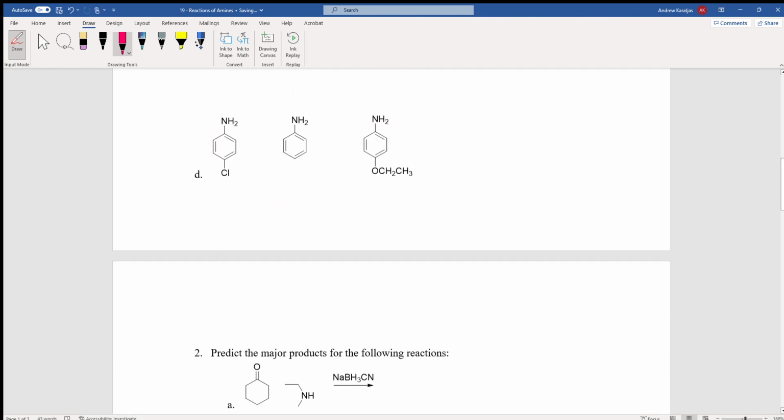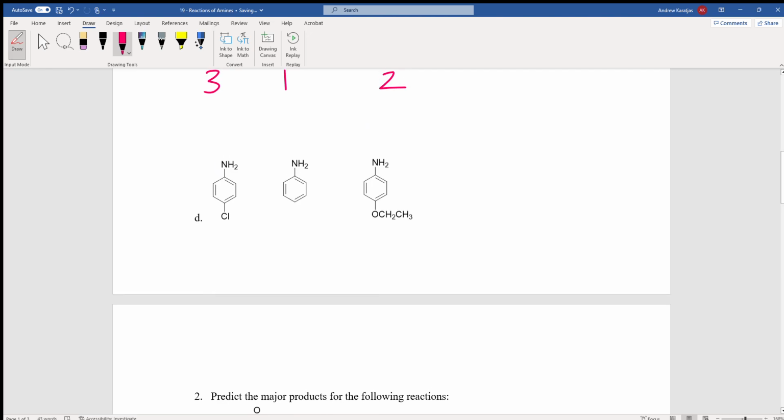And then part D is just like part B. The ethoxy is very much like the methoxy. It's a good donating group, whereas the chloride, being a halogen, is a withdrawing group, and then the one with no substituent falls in the middle.